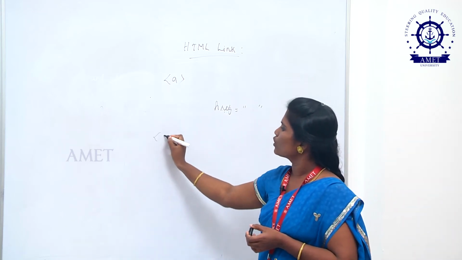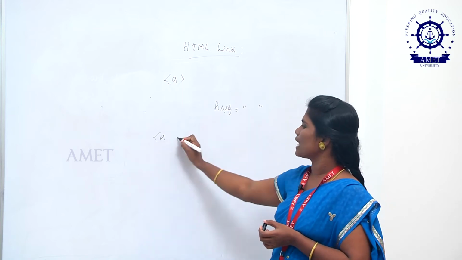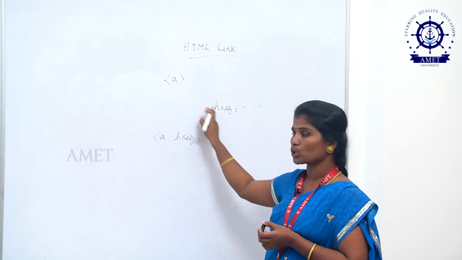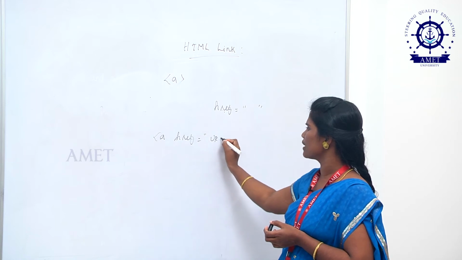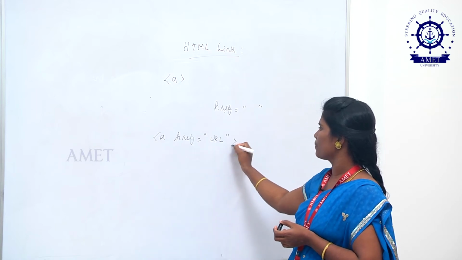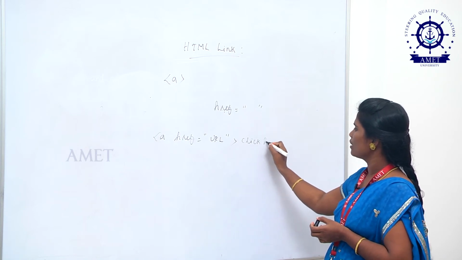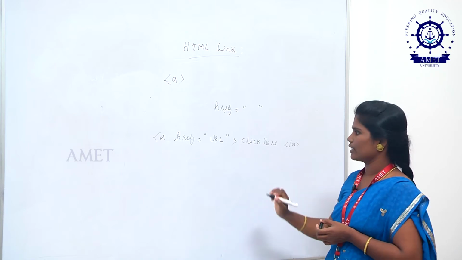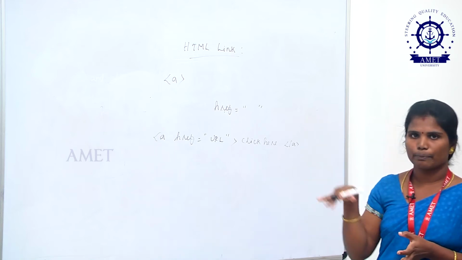So I am going to use the anchor tag, and inside the anchor tag I am going to use the attribute href. Href is an attribute, it belongs to the anchor tag. Within double quotes you can specify the URL. Then you can give some text. I am giving click here. Then you must close the anchor tag. So what happened? We will be getting this text on your web page.